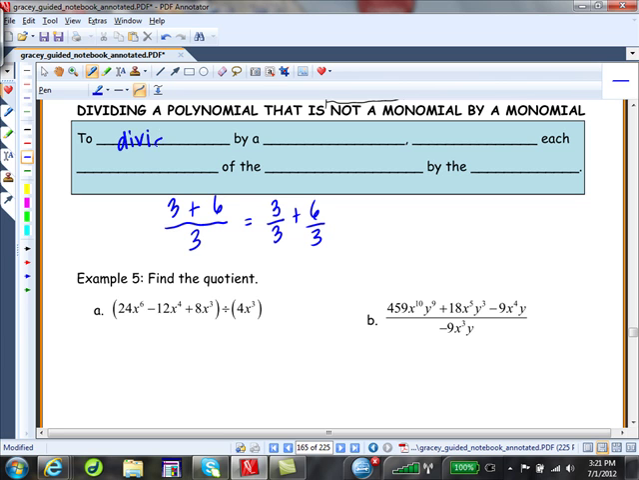To divide by a monomial, divide each term of the numerator by the monomial, or actually we'll be specific, by the denominator, the monomial that's in the denominator. Okay? So here we go. Just so that we're squared away here.